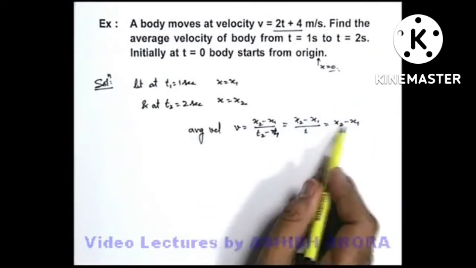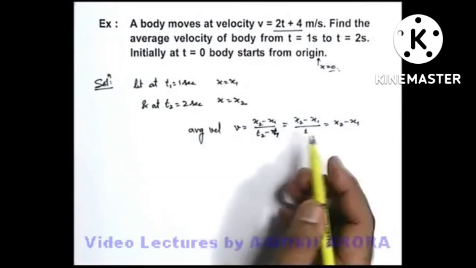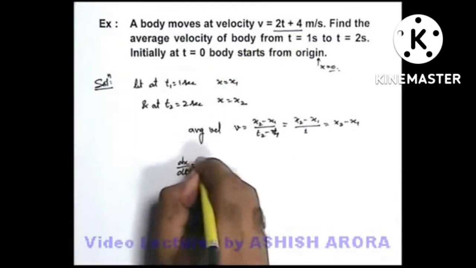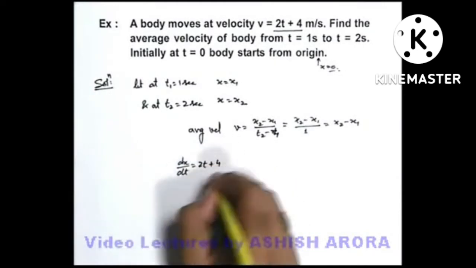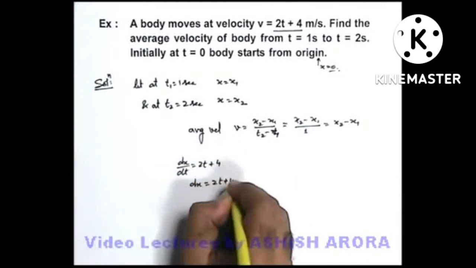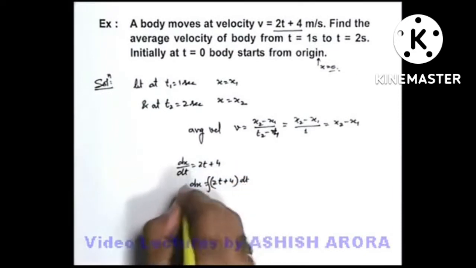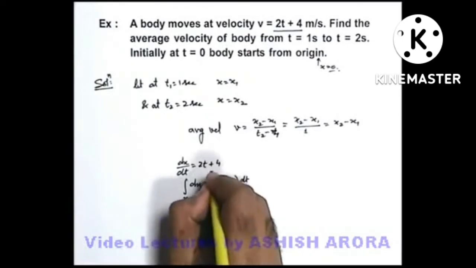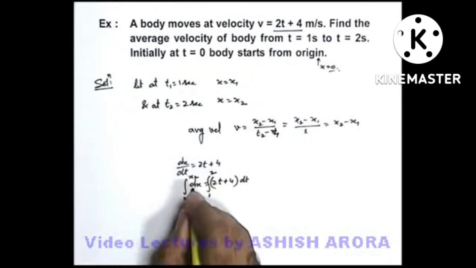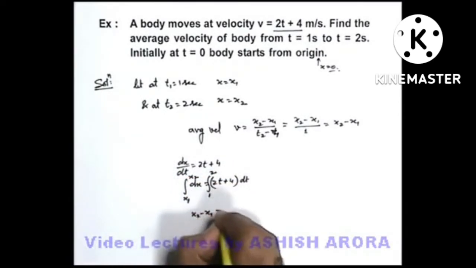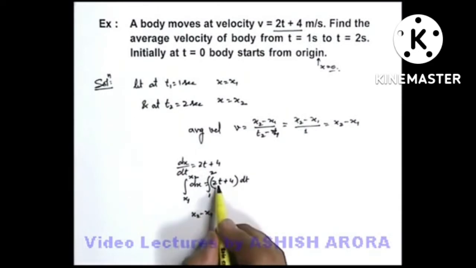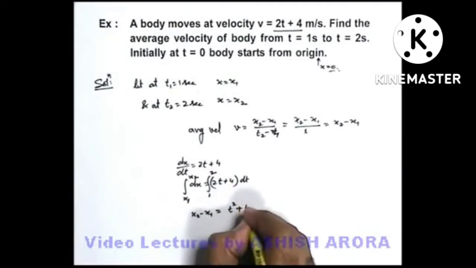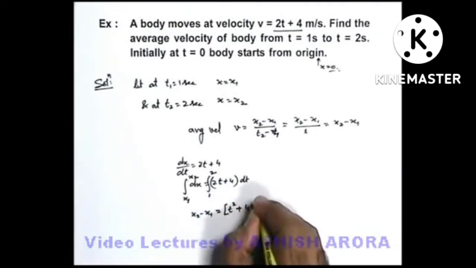If we are required to find the value of x2 minus x1 in this situation, we can simply use, as v is given as 2t plus 4, dx by dt is equals to 2t plus 4. So this gives us dx is equals to 2t plus 4 into dt, and on integrating both the sides within the corresponding limits, like at t equals to 1 second, position was x1, and at 2 seconds, position was x2, the left hand side can be written as x2 minus x1. The right hand side on integration, we are going to get the integration of 2t will be t square, plus the integration of 4 will be 4t. We apply limits from 1 to 2.